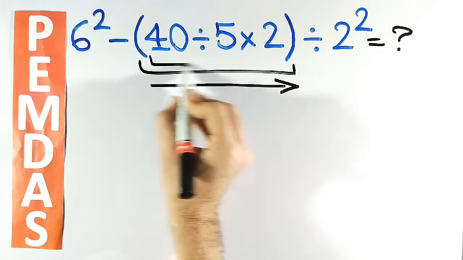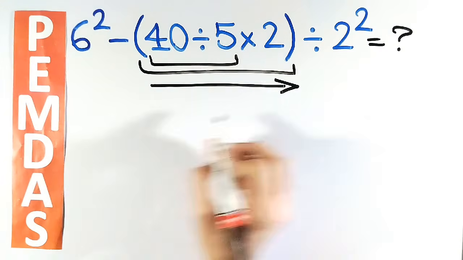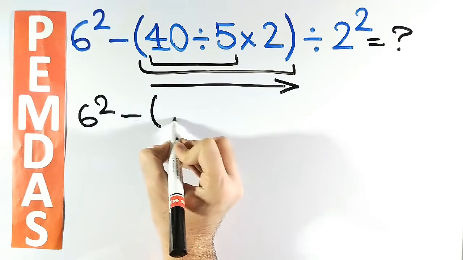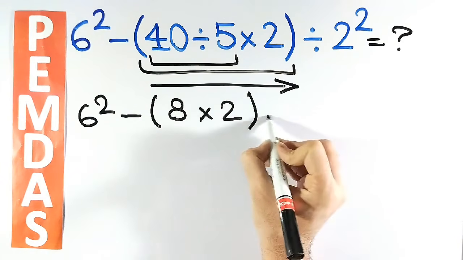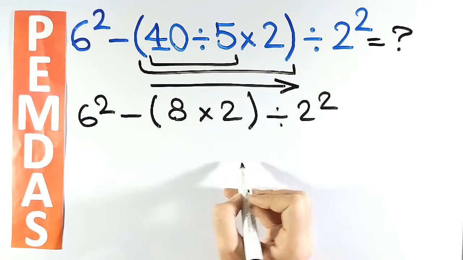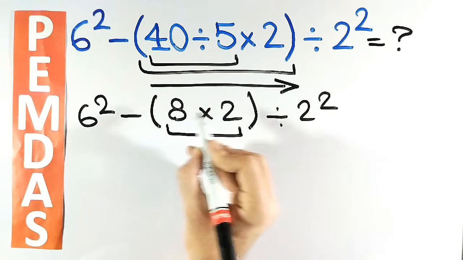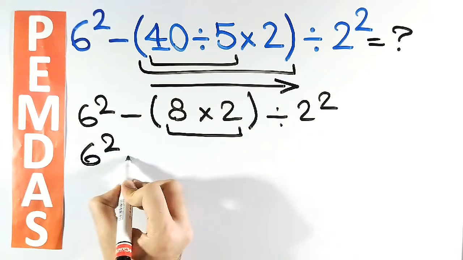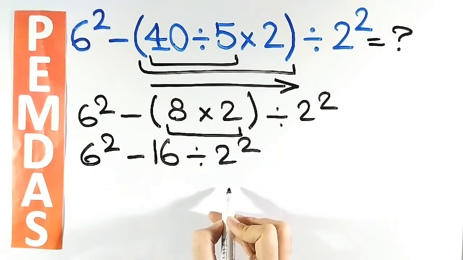So, first you go for the division between 40 and 5, and instead of this expression, we can write 6 squared minus (8 times 2), then divided by 2 squared. And the next step, we go for the multiplication between 8 and 2 and write this expression as 6 squared minus 16 divided by 2 squared.